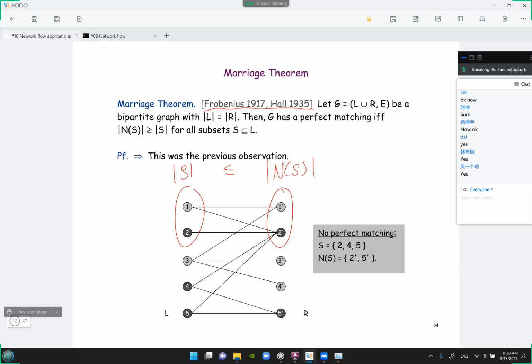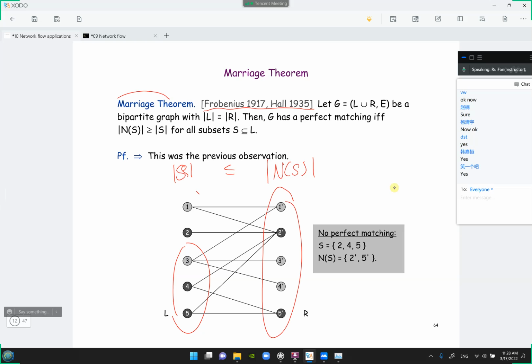In fact, if you took some other S over here in this graph, if you took this set as your S, then the neighbors are going to be what? I guess the neighbors are everybody. So again, you see that the size of S is no more than the size of its neighbor set.